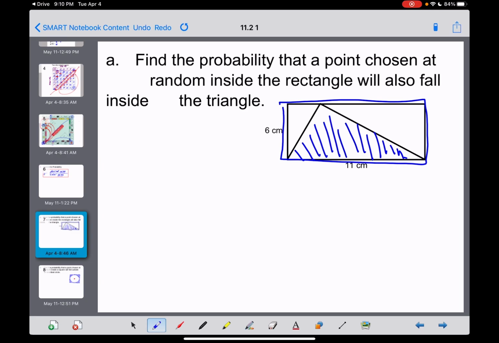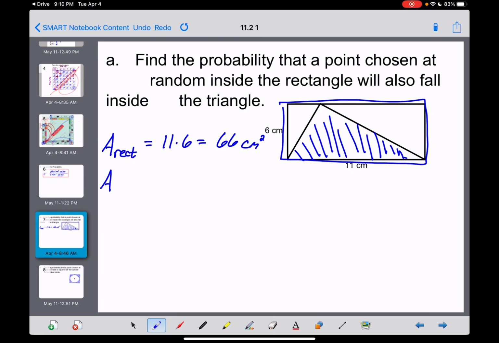Here's what we need to do in a problem like this. We need to find the total area here, guys, which would be the area of the rectangle. And hopefully you guys remember from geometry, area of a rectangle is about the easiest thing in the world, base times height. That would be 11 times 6, which is going to be 66, and that would be square centimeters for the area of the rectangle.